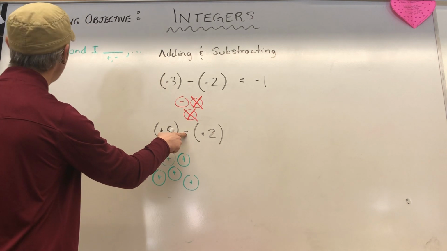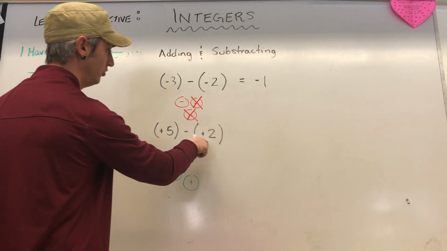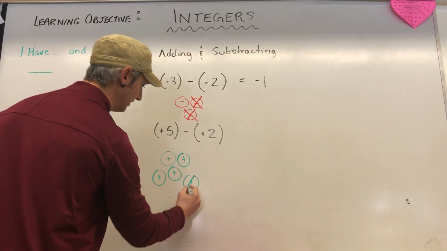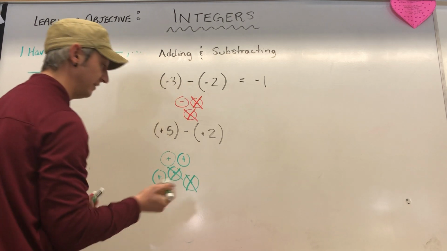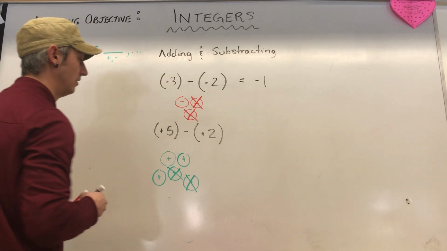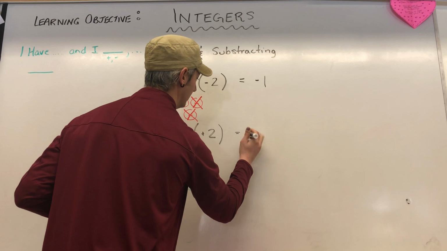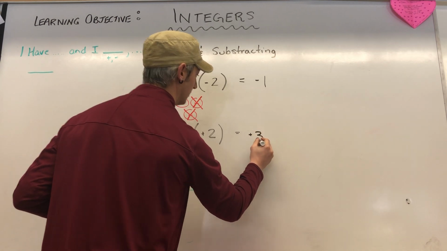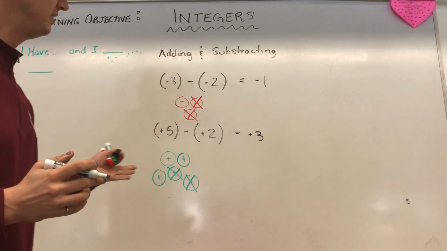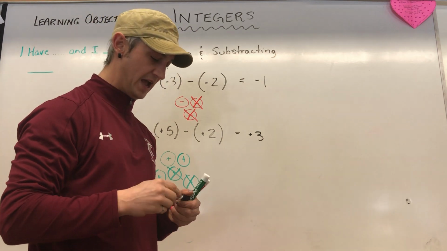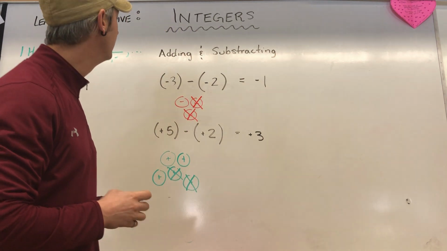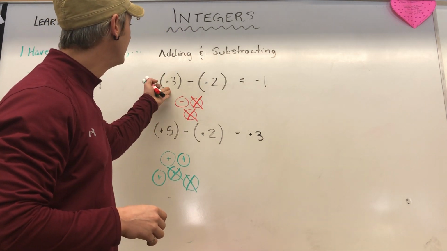That's my answer, okay? Down here, I have 5 positives, okay, and I'm taking away 2 positives. So I'm just going to take away 2 positives, and I'm left with +3. Okay, pretty straightforward.